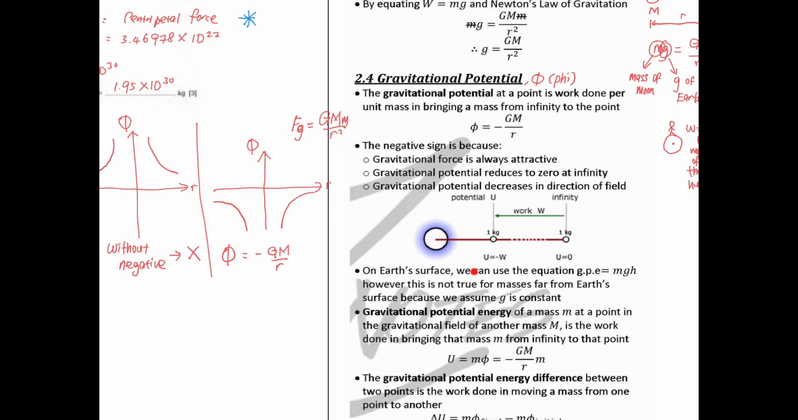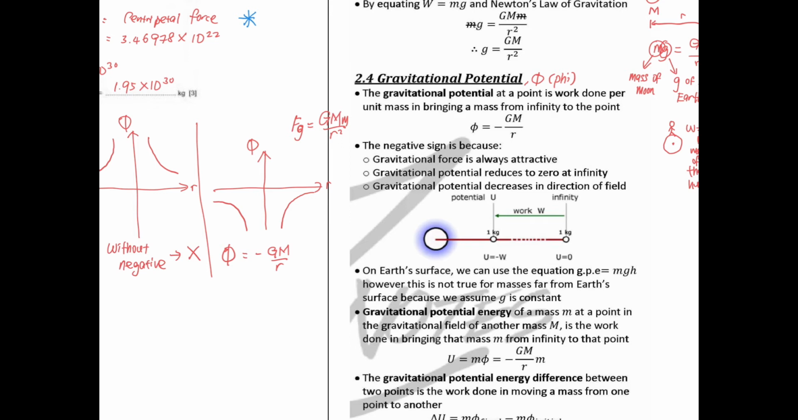On Earth's surface, we can use the equation gravitational potential energy equal to mgh. This formula is true for Earth's surface only. However, this is not true for masses far from Earth's surface, because we assume g is constant. You use g equal to 9.81, so then you can use the formula. But if you go beyond Earth's surface, we can't, because g is not always 9.81. g is changing.